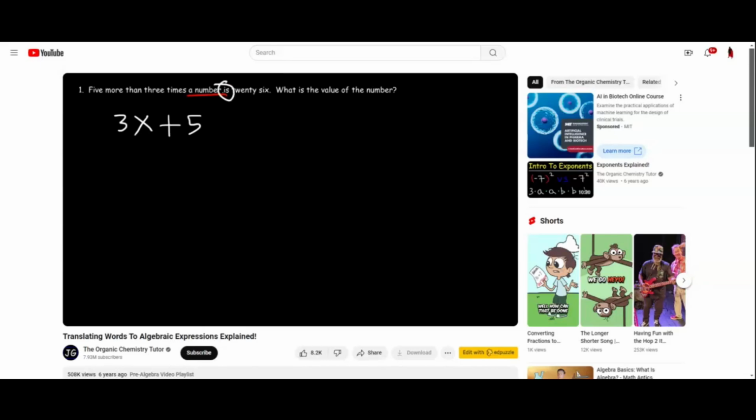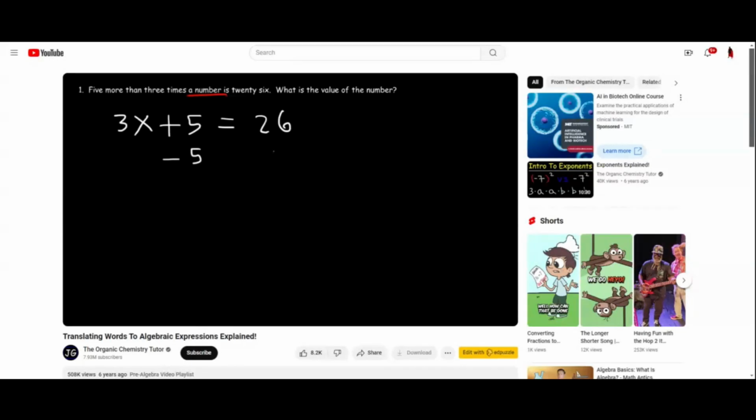Whenever you see the word is, replace it with an equal sign. So is 26, or is equal to 26. And therefore that is the equation that represents the first sentence of this problem. Now all we need to do is find the value of x, and that's going to be the value of the number. So now let's solve the equation.